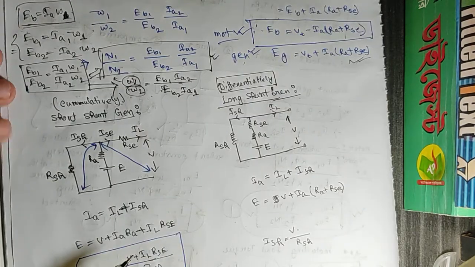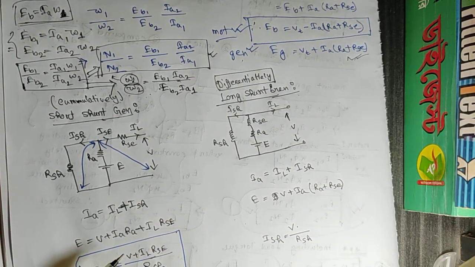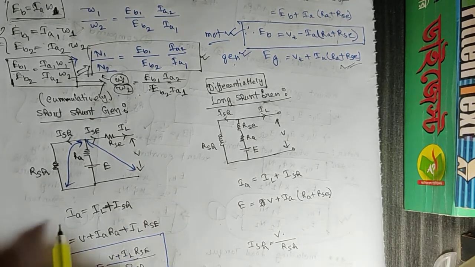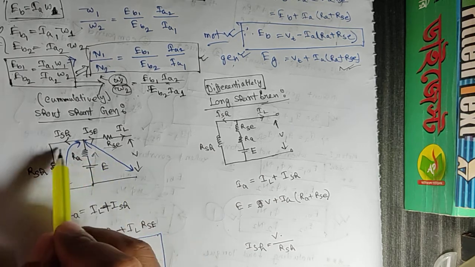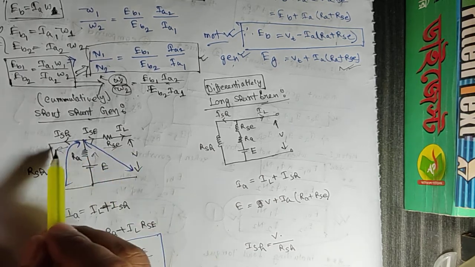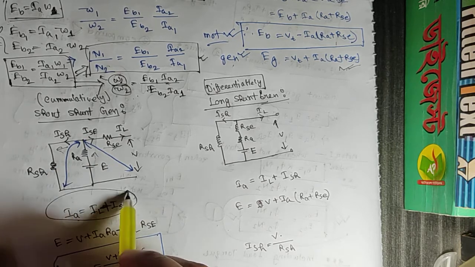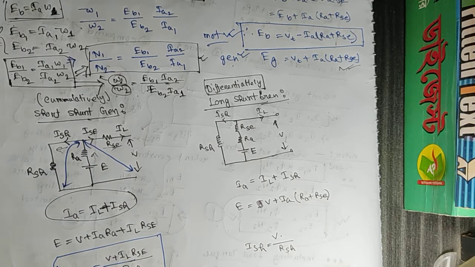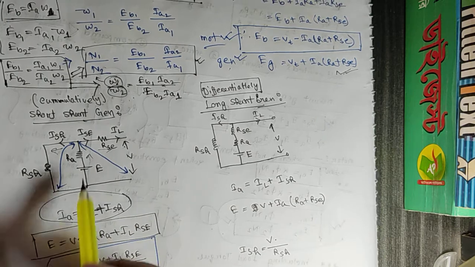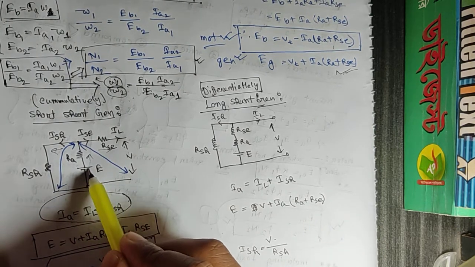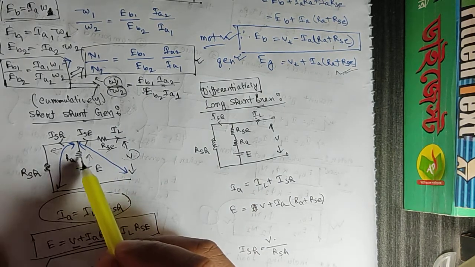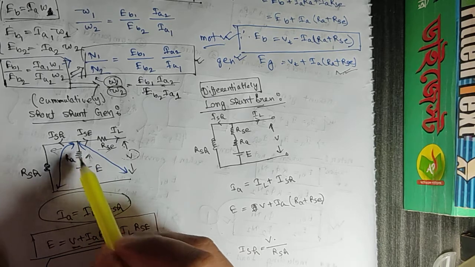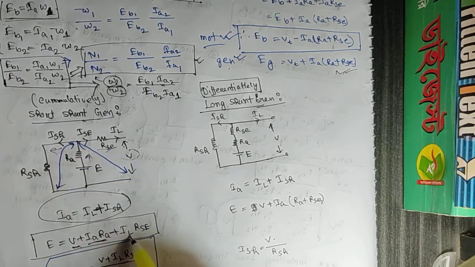Okay, so again the armature current is actually important. The armature current is going in that side, to this side and this side. So armature current equals line current plus shunt current or field current. Okay, this is the equation for armature current, and the induced EMF equation is E equal to V, I mean terminal voltage, plus IaRa, the armature current drop, plus IL Rac.